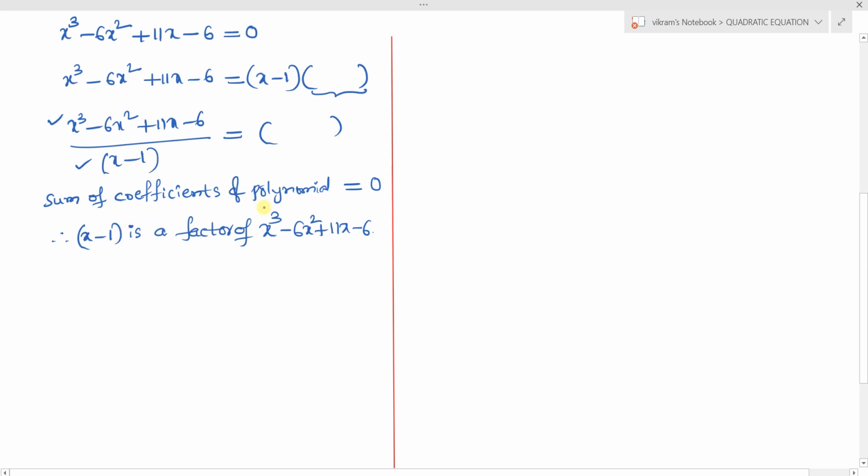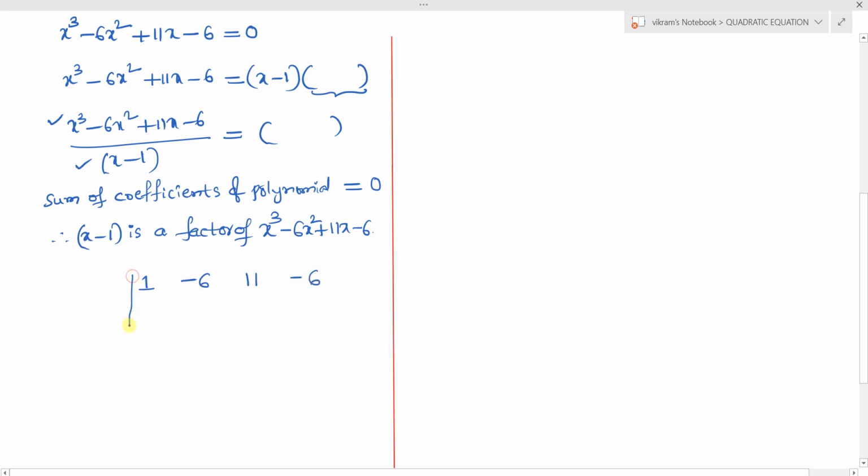The sum of the coefficients of the given polynomial is 0. Then x minus 1 is a factor of the given polynomial x cube minus 6x square plus 11x minus 6. How to perform the synthetic division? List the coefficients from x power n to x power 0. So that means here 1, minus 6, 11 and minus 6. These are the listed coefficients.